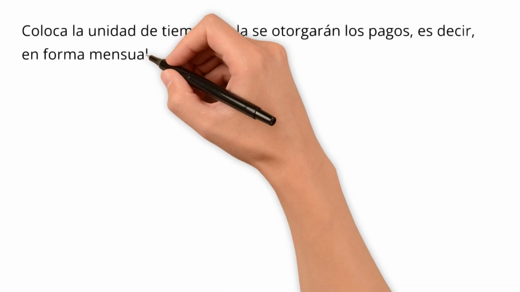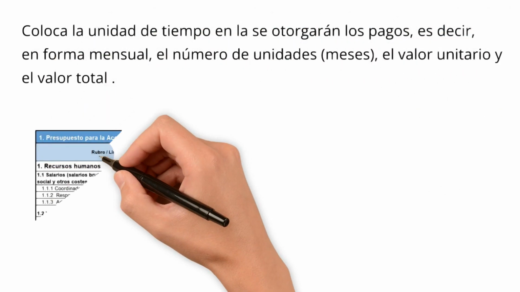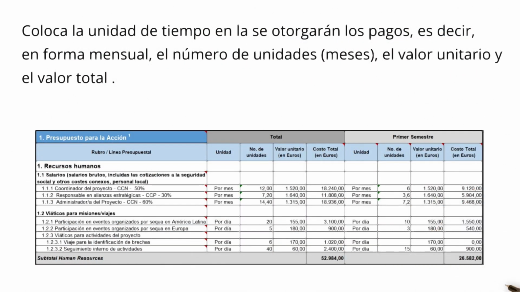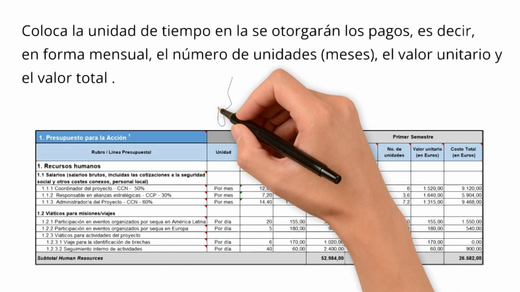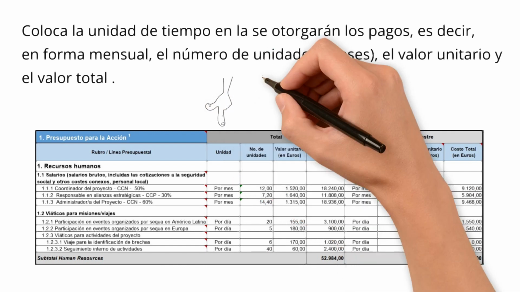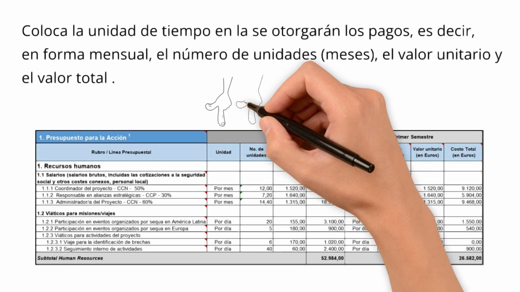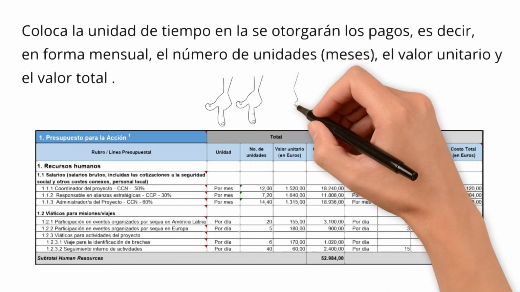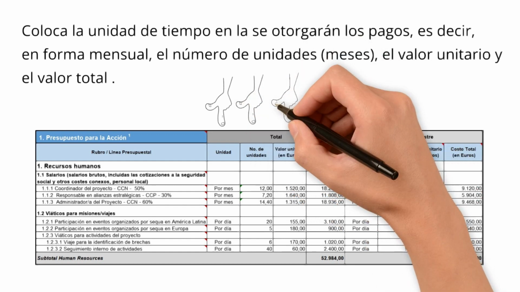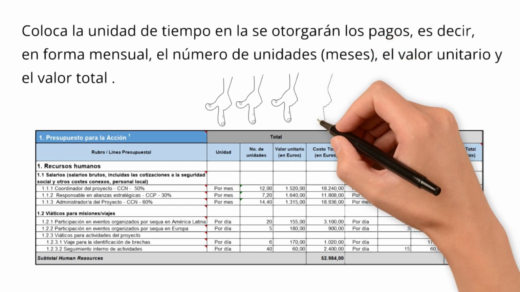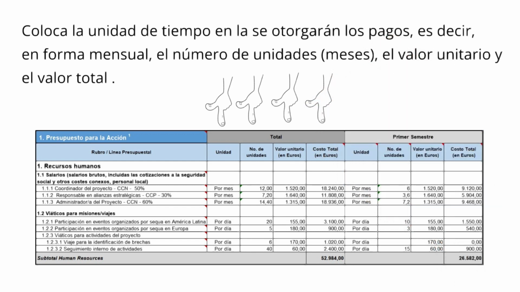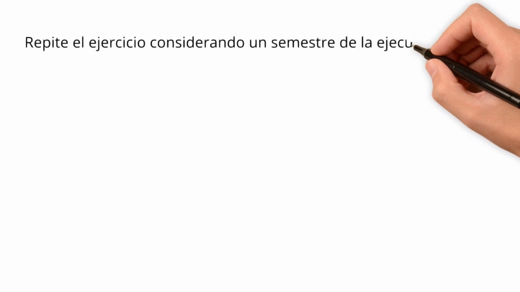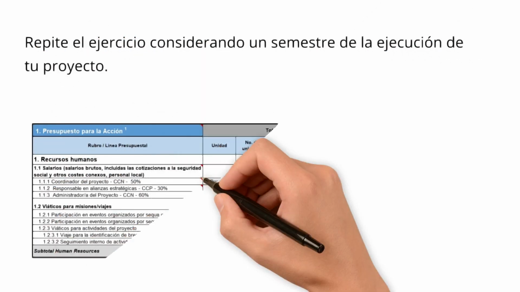Then place the unit of time in which the payments will be granted, that is, monthly, the number of units, months, the unit value, and the total value. Repeat the exercise considering the semester of the execution of your project.